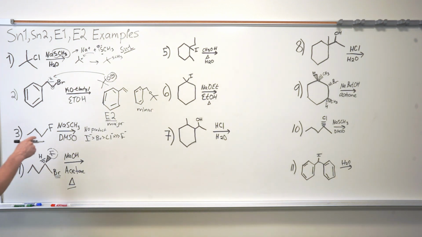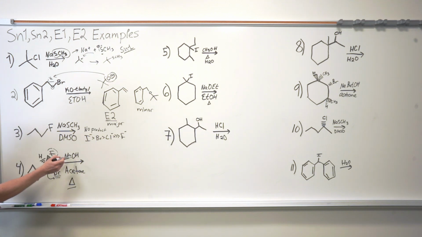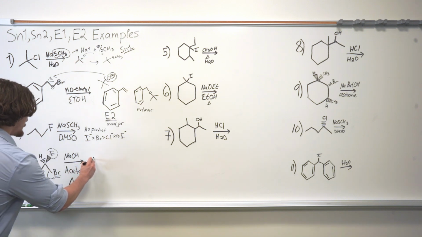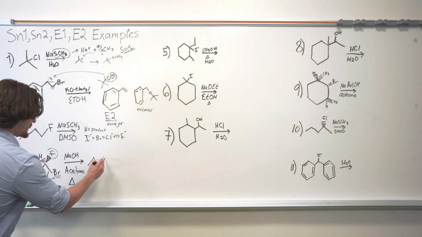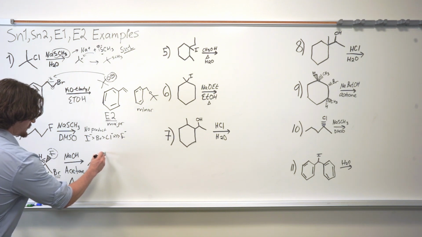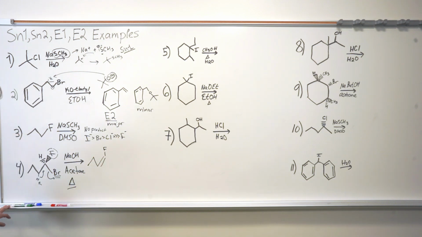And so if E2 happened, that would involve bromide leaving, and at the same time, the hydroxide ion here, which is a strong base and a strong nucleophile, but it's a strong base also, will take this hydrogen, and these electrons will go here to form a double bond. And so the major product here is going to be this, attached to the fluorine.